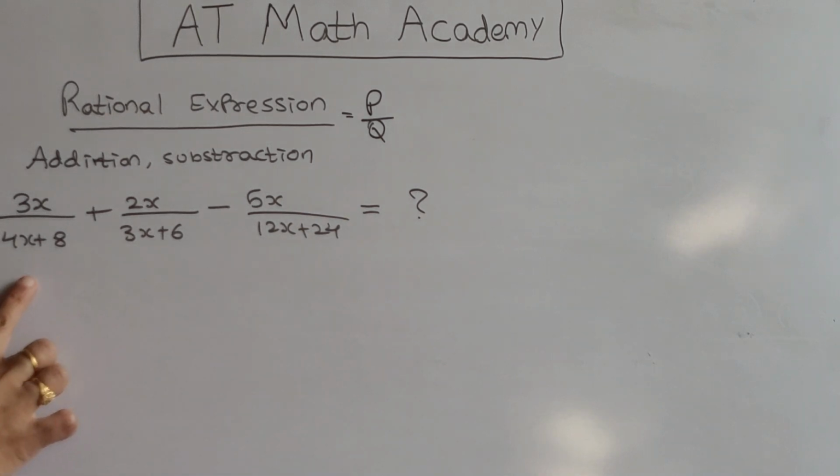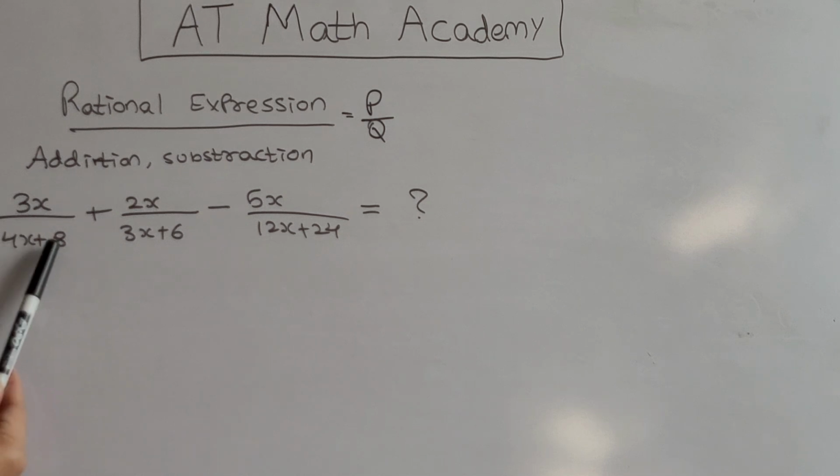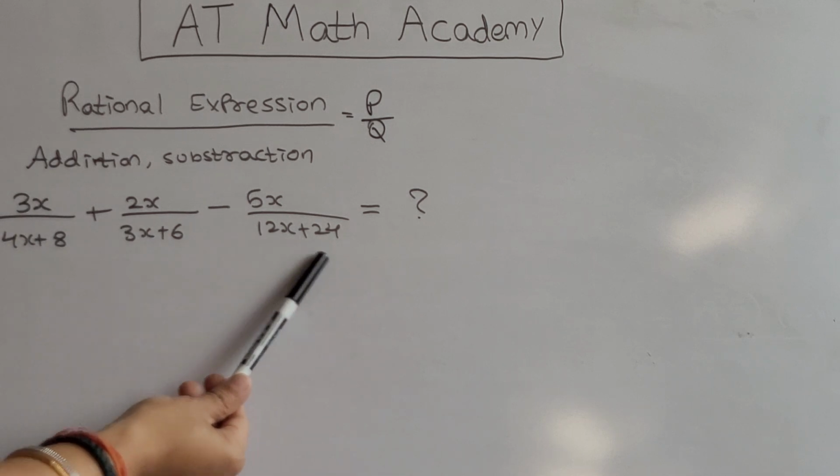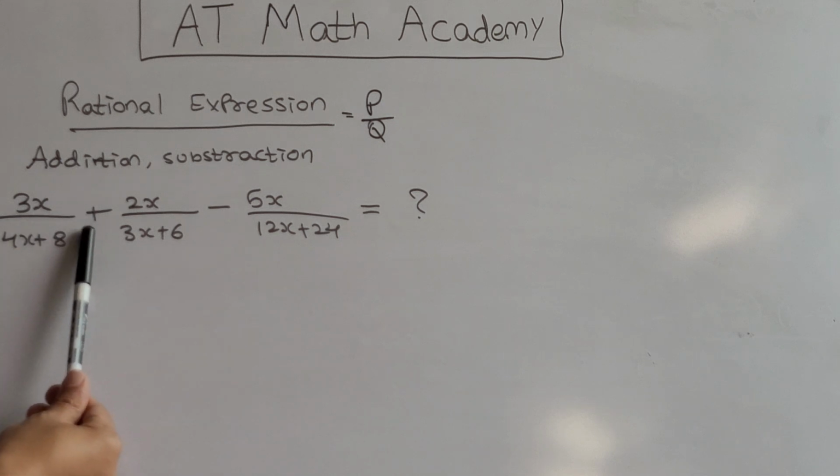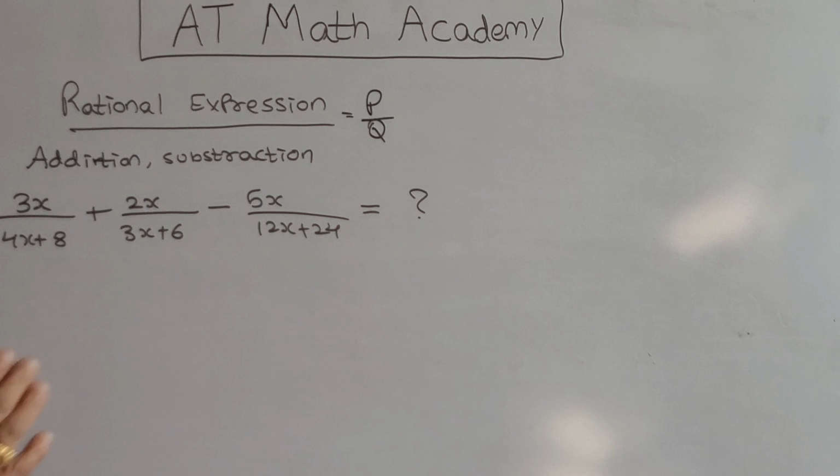When you observe here, this is of the form P by Q. It has a constant 3 and variable x, and this has constants 4 and 8, and 4 is the coefficient for this variable x, and it has numerator over denominator. So this is called a rational expression. We have three rational expressions here, three terms, and it has both addition and subtraction operations. Now we are going to look at how to simplify this expression.